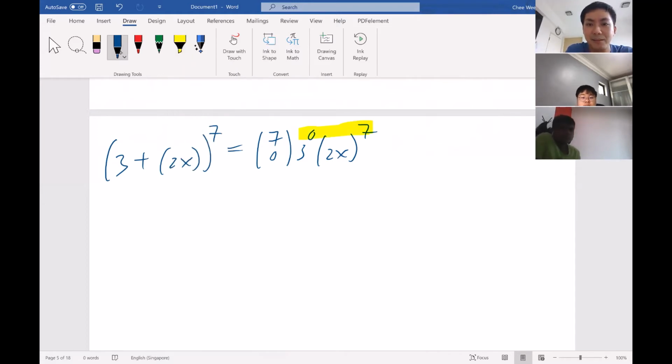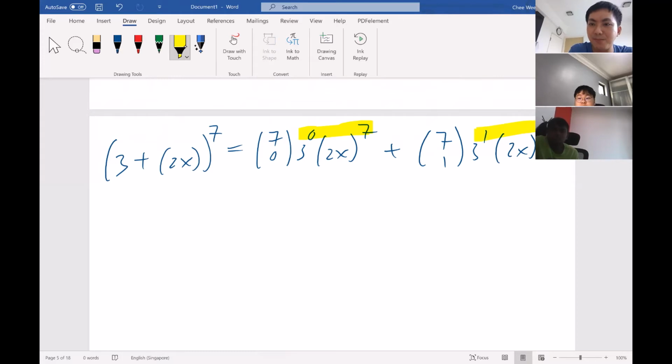Then the next term must be 7 choose 1, 3 to the power of 1, 2x to the power of 6, because these two numbers must sum to 7. And I have already opted that this guy's power must follow this guy.